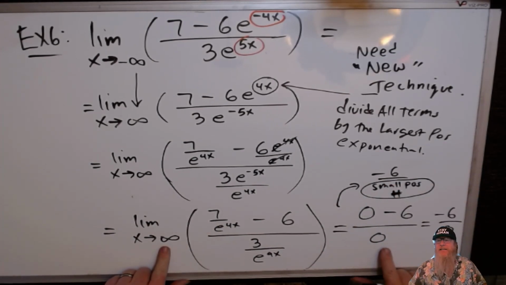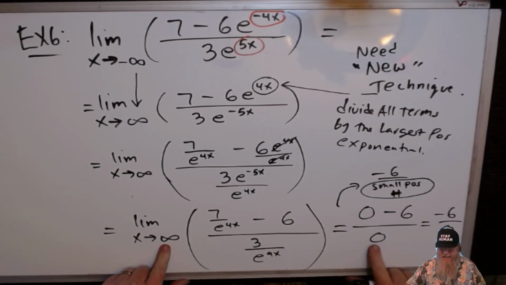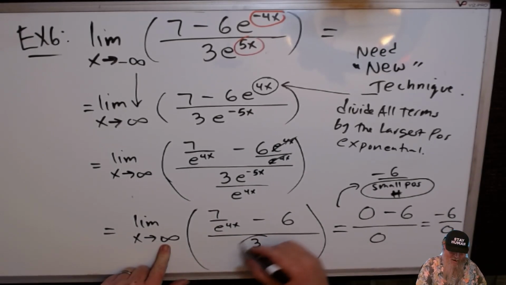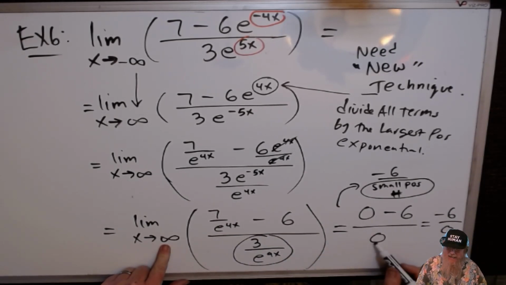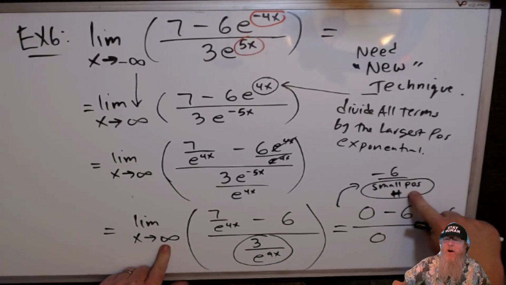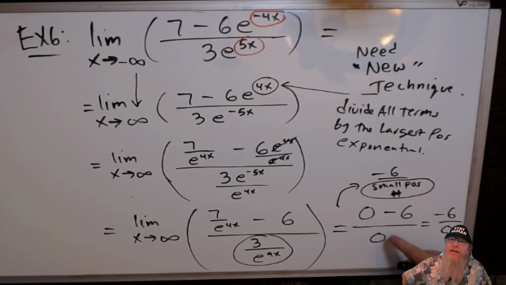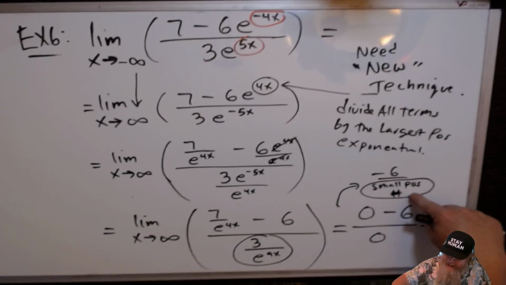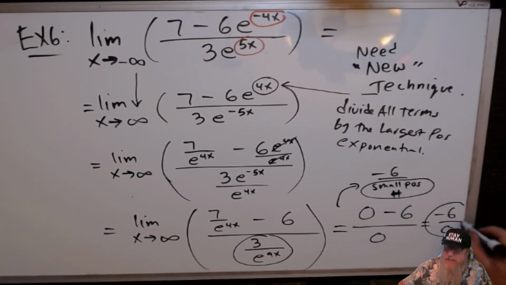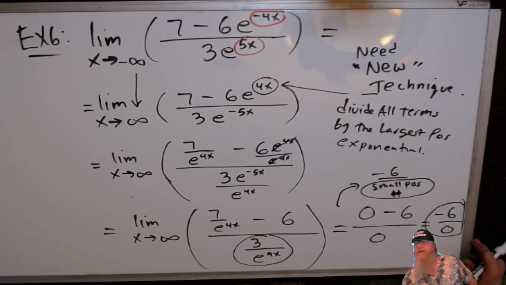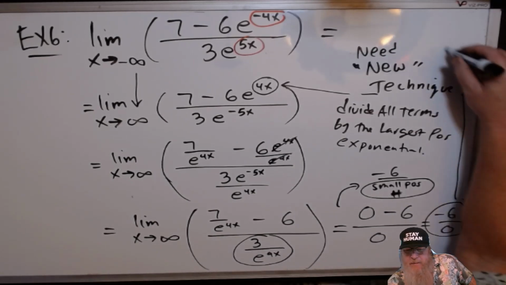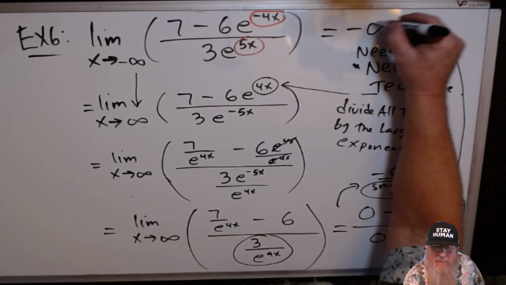That's the reason why I switched it to positive infinity, because I want to know that this thing is getting very, very small, but it's a very small positive number. So it's going to go down. -6 divided by a very small positive number, the limit is -infinity.